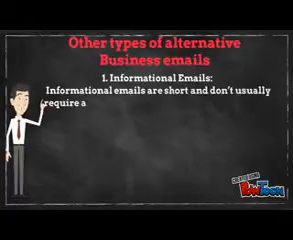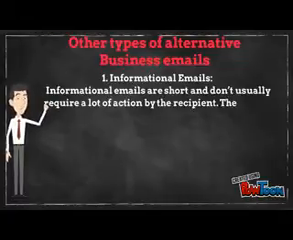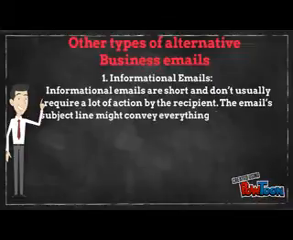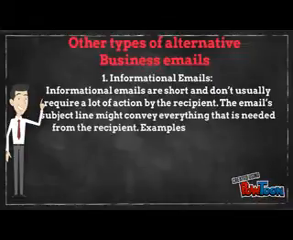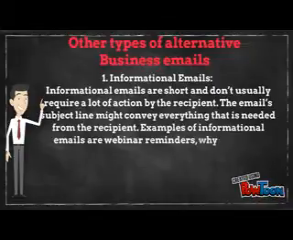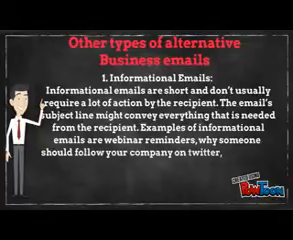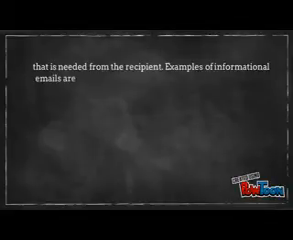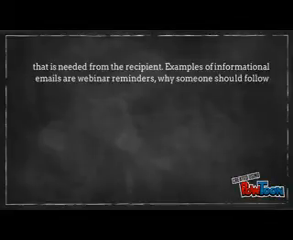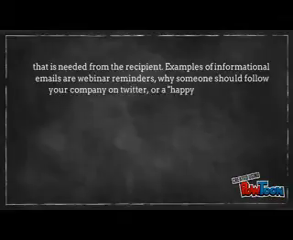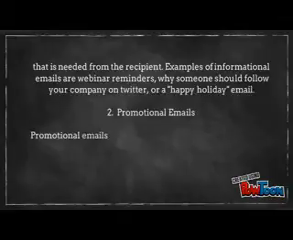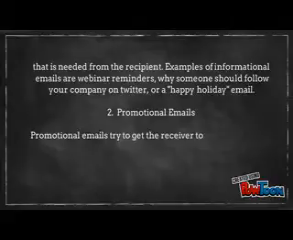Other types of business email as an alternative. First one is informational emails. Informational emails are short and don't usually require a lot of action by the recipient. The email subject line might convey everything that is needed from the recipient. Examples of informational emails are webinar reminders, why someone should follow your company on Twitter, or a happy holiday email.